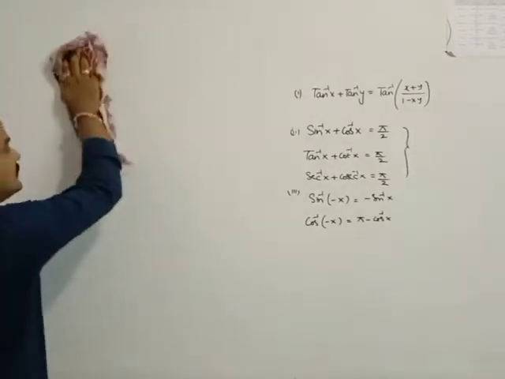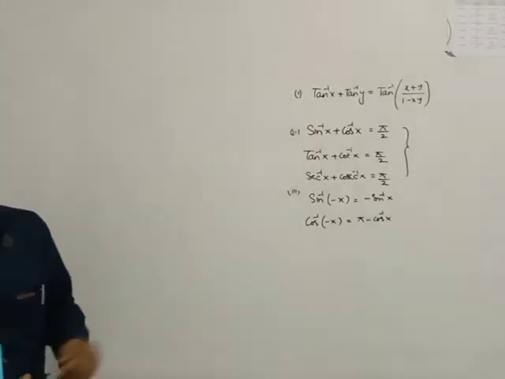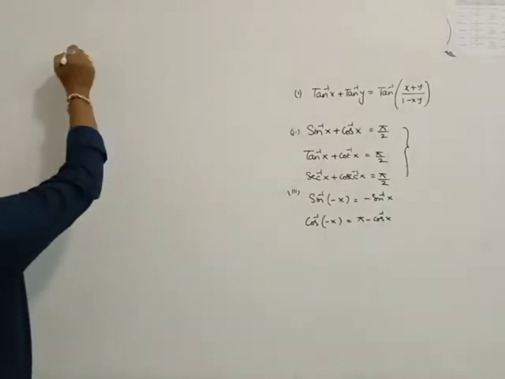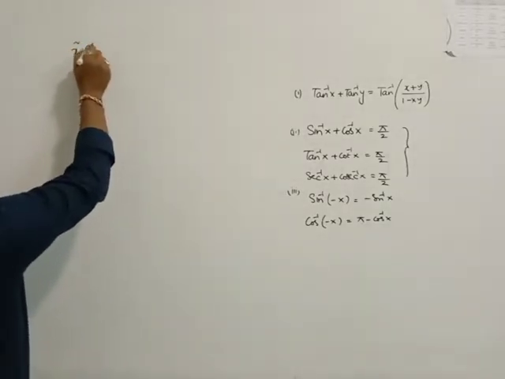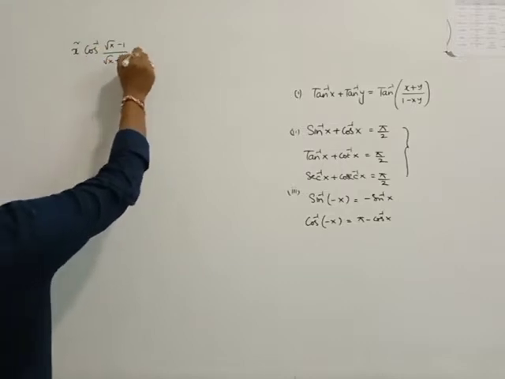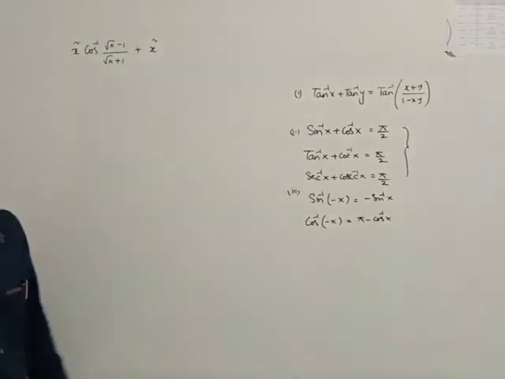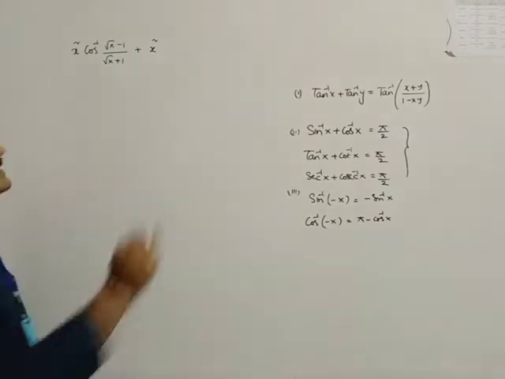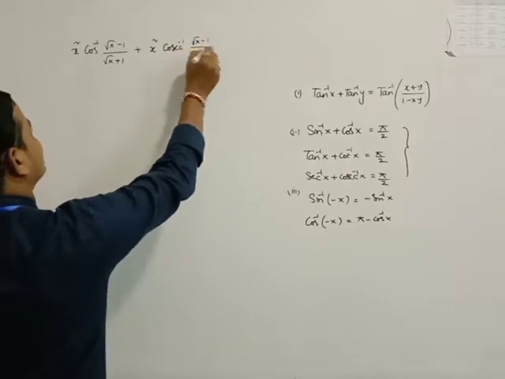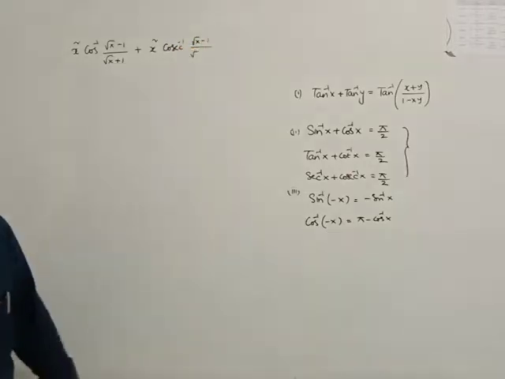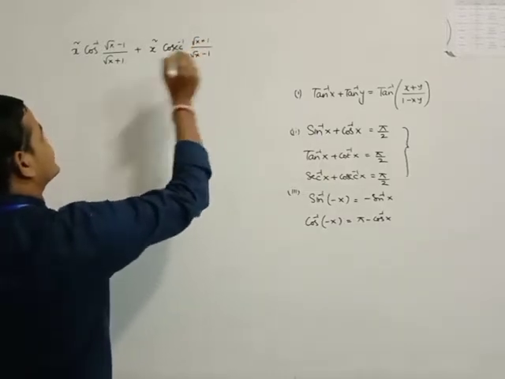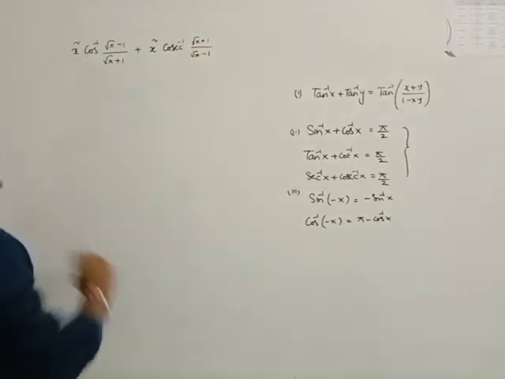Next one. In 7K exercise, the 6th question is very important. x square into cos inverse of root x minus 1 by root x plus 1, plus x square into cosec inverse of root x plus 1 by root x minus 1. This is the question given.